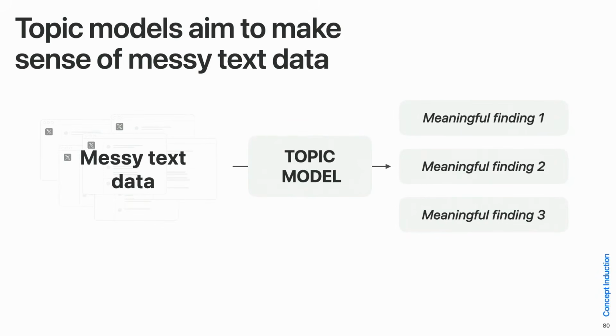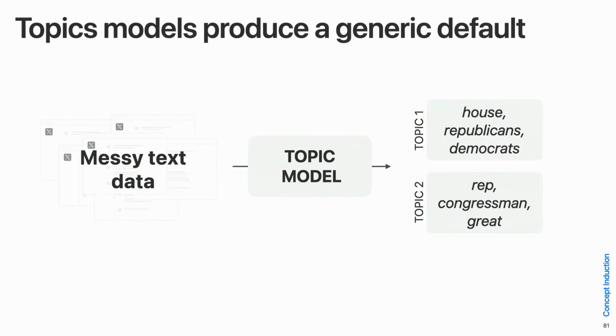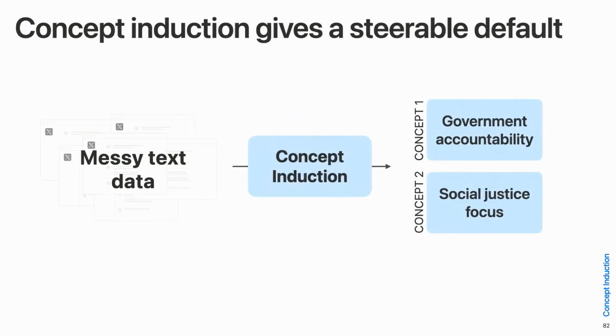So the vision of topic modeling is that we can go from messy text data to meaningful findings. And this is an old problem with work spanning over decades in this area. But today, no matter what my interests are as an analyst, the topic model returns the same set of generic themes from the data set, and they're often hard to understand because they're so vague.